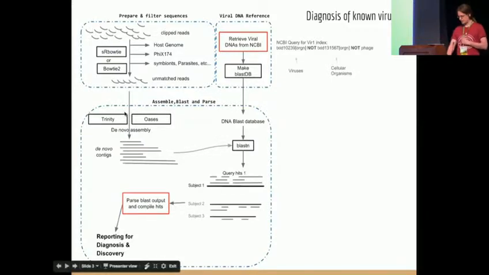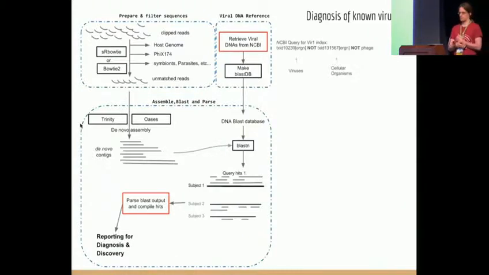And then the next step is to assemble those reads. Whether you're using small or long reads, Velvet is quite good for really small reads, and then you can use Trinity or other assemblers for longer reads. But again, as this is a Galaxy workflow, it's quite easy to change that.